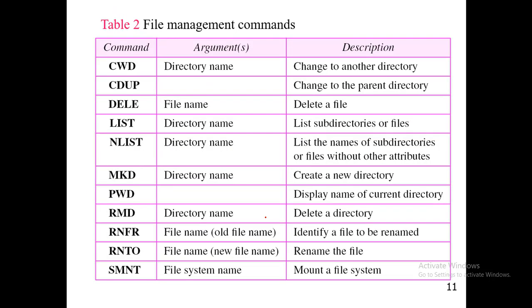Let's talk about some of the commands for file management. The first one is CWD, and it will change directory to another one, or you can say it will change its location. In CMD it is basically nothing but CD, change directory. In FTP protocols, instead of CD it is denoted with CWD, change working directory. And there is another command, CDUP, that is change to the parent directory.